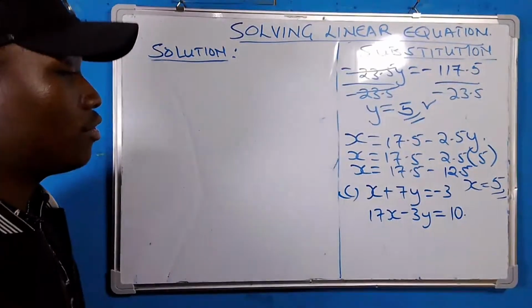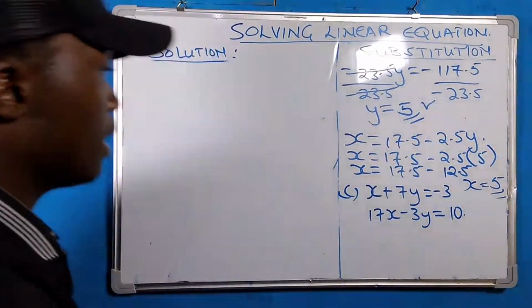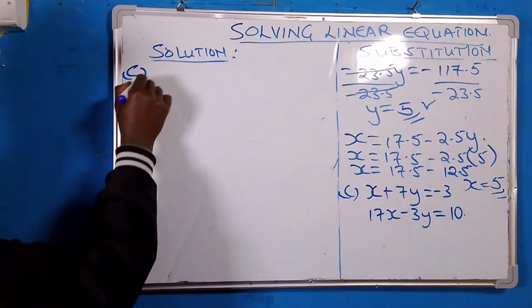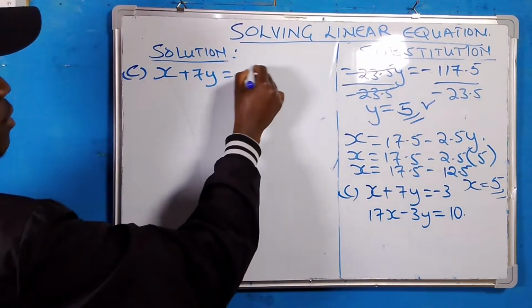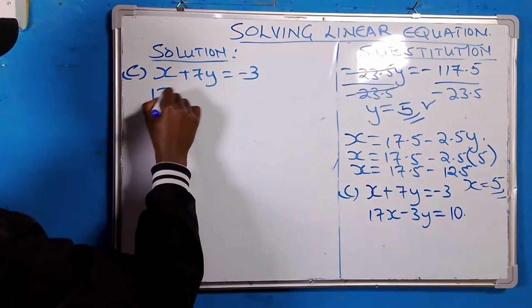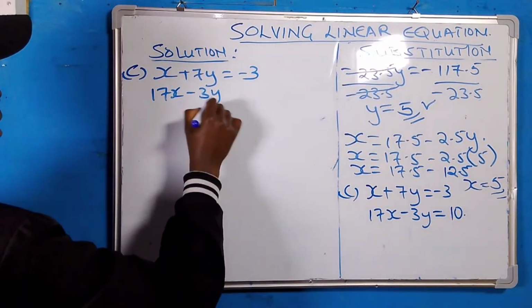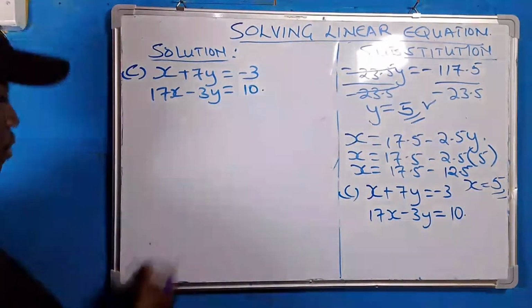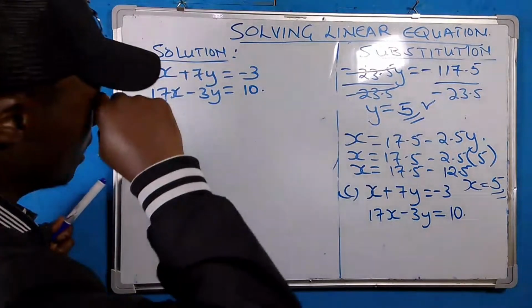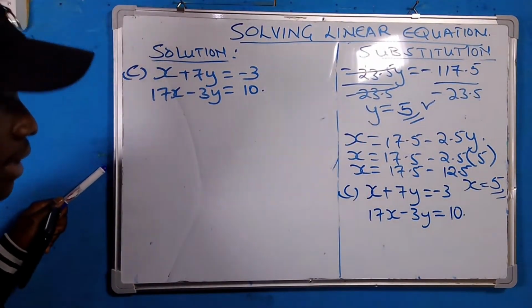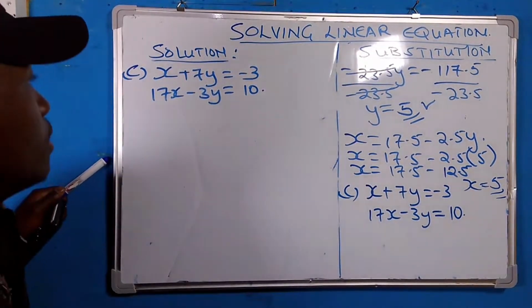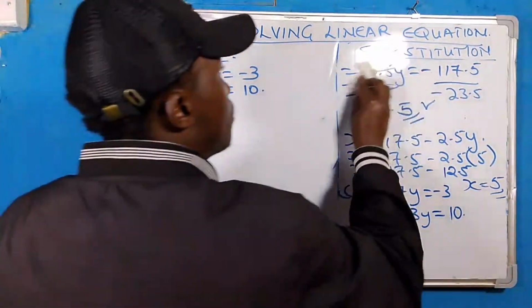I want us now to do the last bit of our question, number C. Number C is x plus 7y is equal to negative 3, and 17x minus 3y is equal to 10.